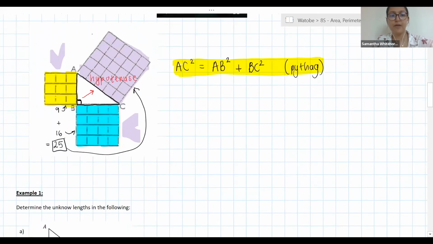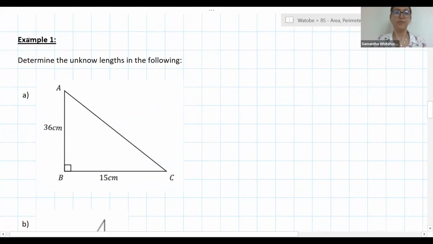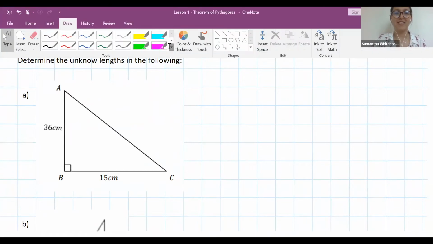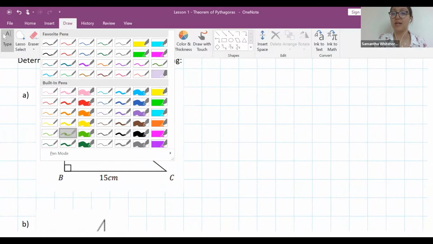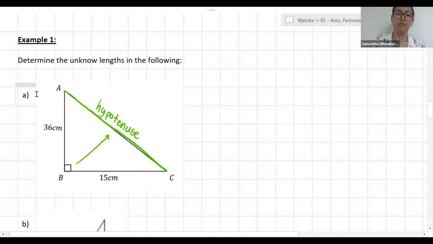Okay, so if we have a look at our first question over here, question A, the first thing we want to try to do is identify for ourselves which side is the hypotenuse. So the hypotenuse is always opposite your right angle. It will also always be the longest side in your right angle triangle. And so what I see is that the side AC is my hypotenuse. Okay, now that's just useful in terms of being able to use the formula.